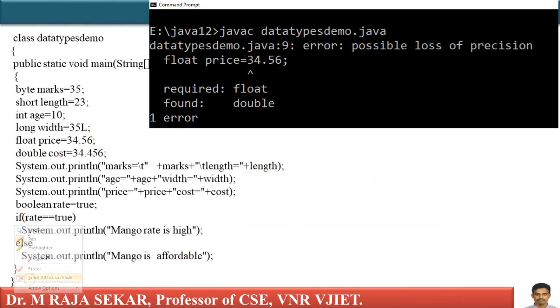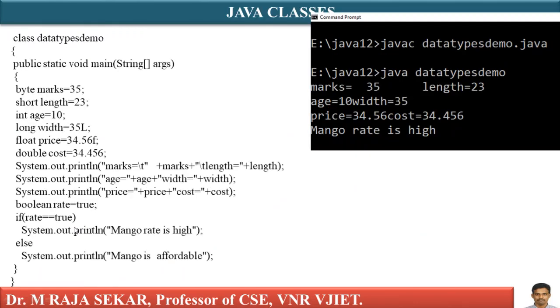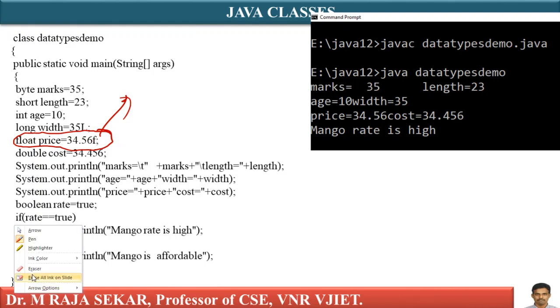Anyway, as I told you, how can I overcome this difficulty? Just see this one. What I did here. What is the difference between this program and the previous program? I just made a simple modification. Here I kept a small f. Once I keep a small f, your error message will not be generated. Just see here.